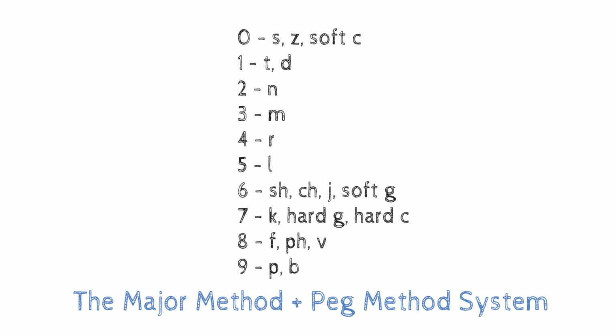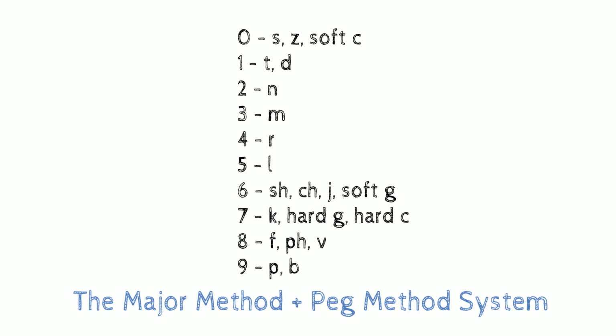In parts 1 and 2, we expanded on the major method of memory. Let's bring up the consonants that represent numbers 0 to 9. For number 0, we have 3 consonant letters and sounds. We have S, Z, or a soft C. For number 1, it's T or D. For number 2, it's N. For number 3, it's M. For 4, it's R. For 5, it's L.